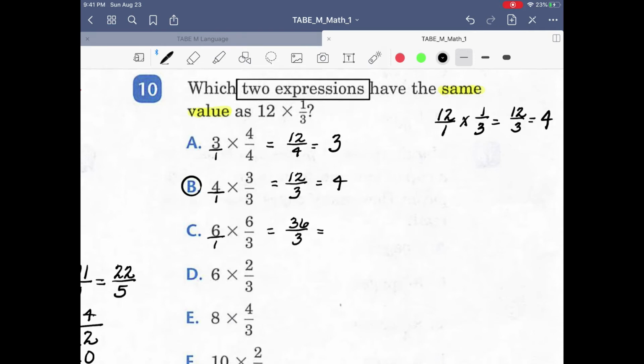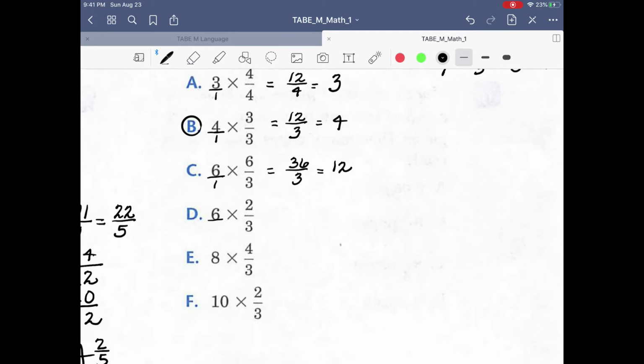6 over 1. So 6 sixes are 36 divided by 3. That's 12. 6 over 1 is 12 over 3, which does divide out to 4. So there's the second one. 8 over 1 is 32 over 3. I do want to go ahead and show you how to do this one because this is important too, even though we have our two answers.